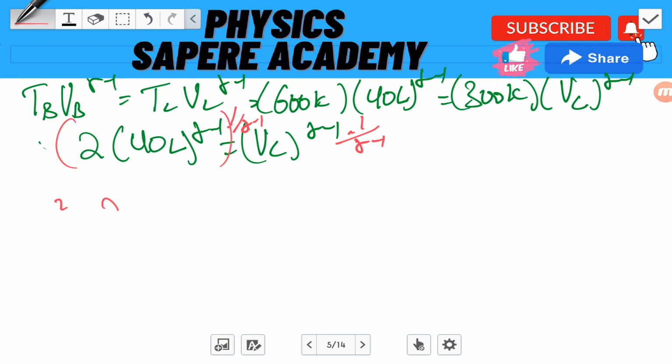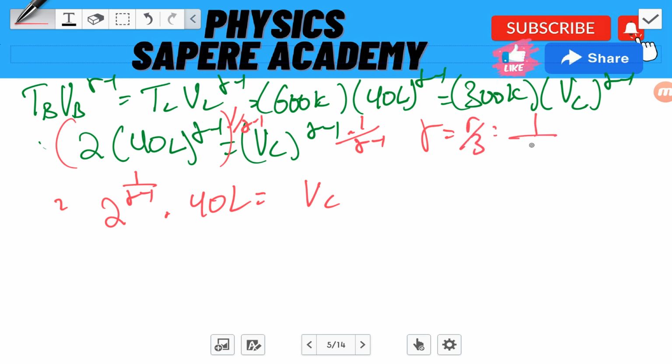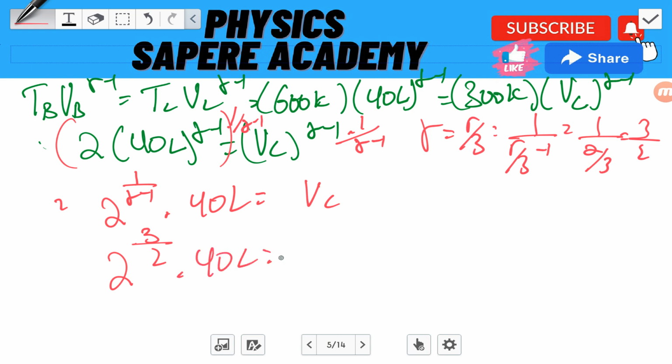So this is going to leave me with 2 to the 1 over gamma minus 1 times 40 liters equals to VC አገኛለሁ. Now gamma for a monoatomic gas is equal to 5 over 3 ጋር እኩል ነው። ስለዛ 5 over 3 ከሆነ 1 over 5 over 3 minus 1 yields 1 over 2 over 3 ነው ማገኘው which is 3 over 2 ይሆናል right. ስለዚህ እዚህ ጋር 2 raised to 3 over 2 multiplied by 40 liters is VC.